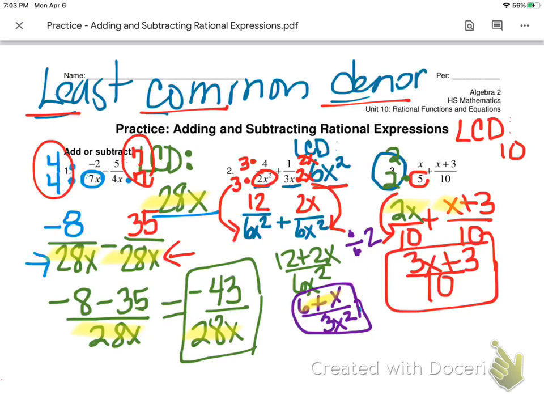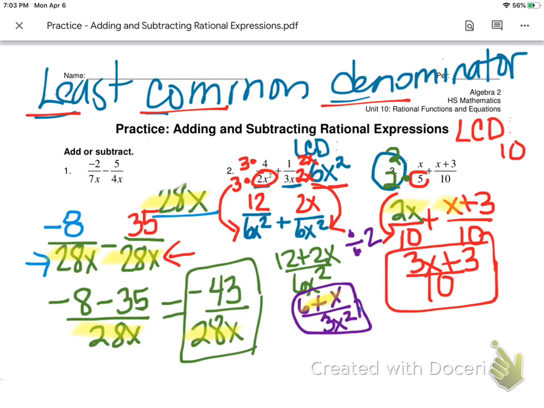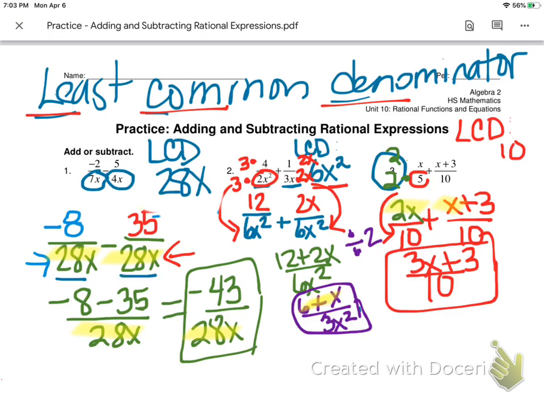What we talked about, as you can see on here, I'm going to do a couple of them and go back. On this first problem, we said that we need to get a least common denominator. I'm not going to erase all this, just some of it. So if we get a least common denominator, what we're looking at is 7x and 4x. 7 and 4, the smallest thing it goes into is 28. So we said our least common denominator was 28x. So I used 28x at the bottom of each fraction.